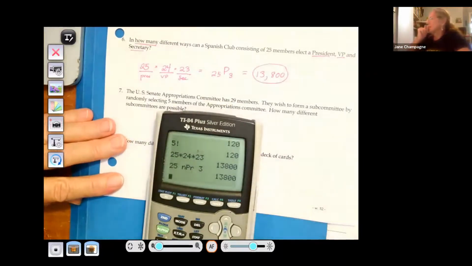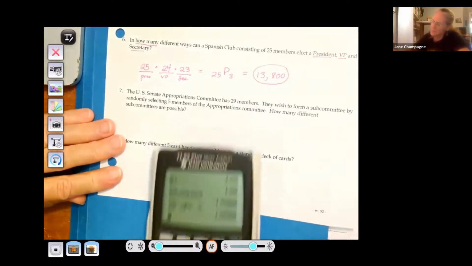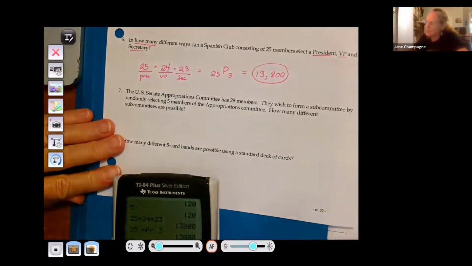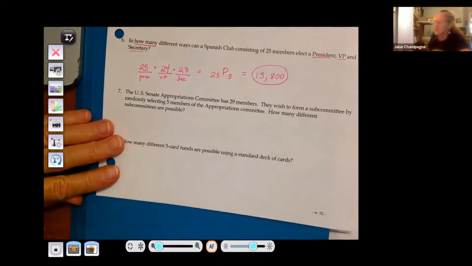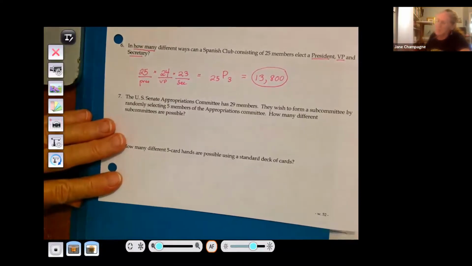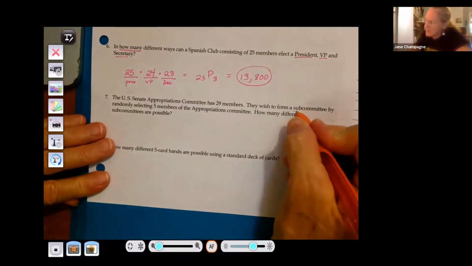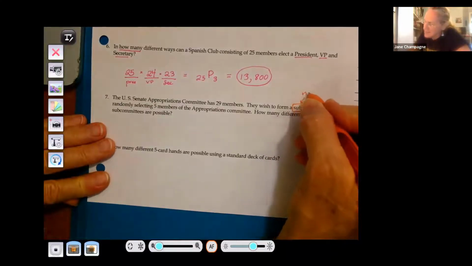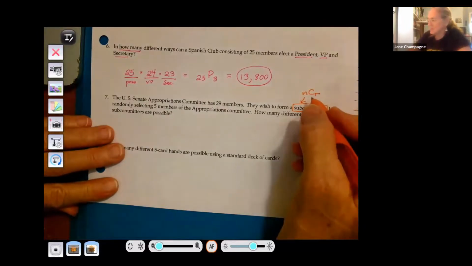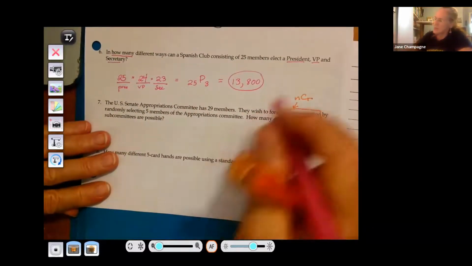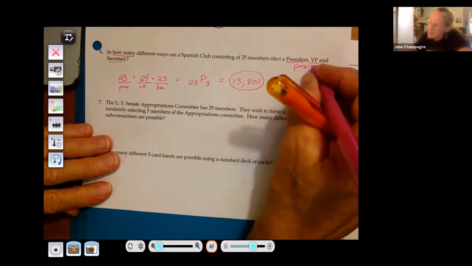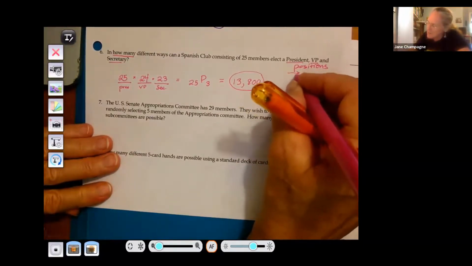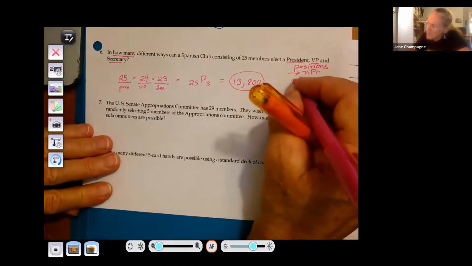Okay, number 7. The U.S. Senate Appropriations Committee has 29 members. They wish to form a subcommittee by selecting 5 members of the Appropriations Committee. So again, committees, subcommittees. That is NCR. These positions up here tell you to use NPR or the fundamental counting rule.